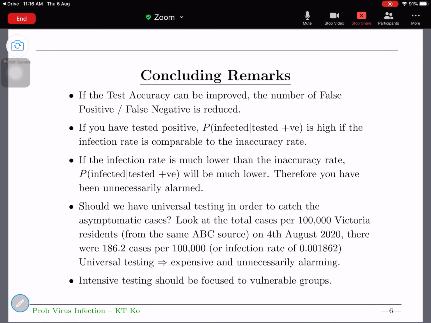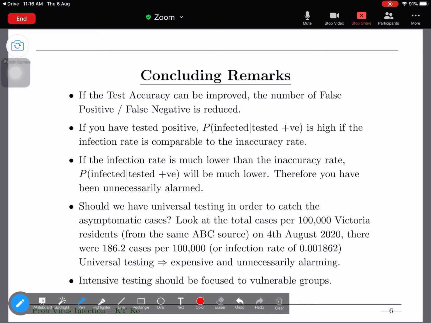Okay, so let's move to the concluding remarks. As I mentioned before, if the test accuracy is 100%, then you would have no false positive and no false negative. But unfortunately, many of the inaccuracies may be due to human error. So the method to address it is to improve the training and improve the data gathering and the correlation between the data and the persons.